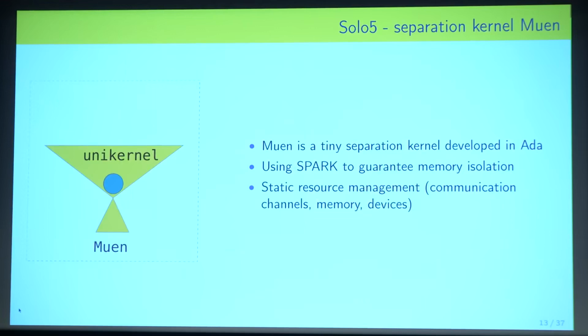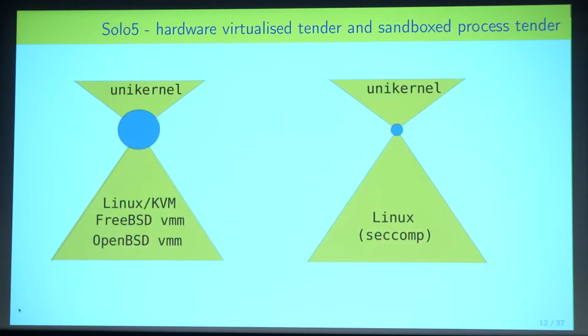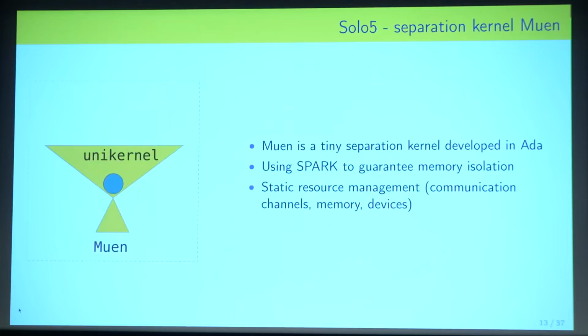Now to get it in even smaller shape, there's another backend I haven't talked about. It's called Muen, a separation kernel developed in Ada. Now we try to get rid of this huge Unix system below, this big kernel here. Muen is an open source project developed in Switzerland, in Ada, and it uses SPARK, a proof system which guarantees memory isolation between the different components.